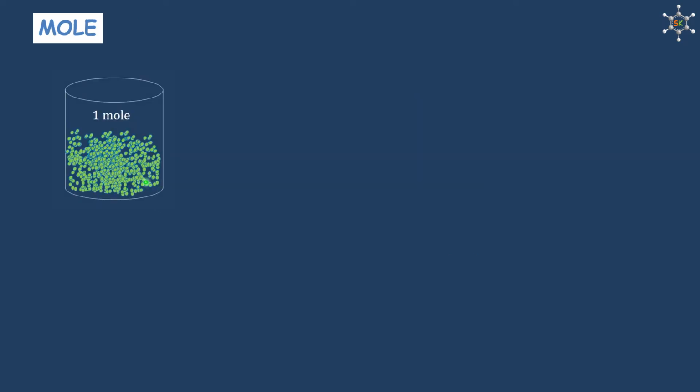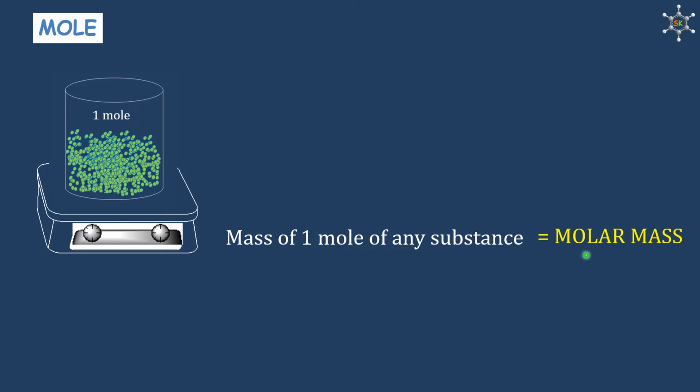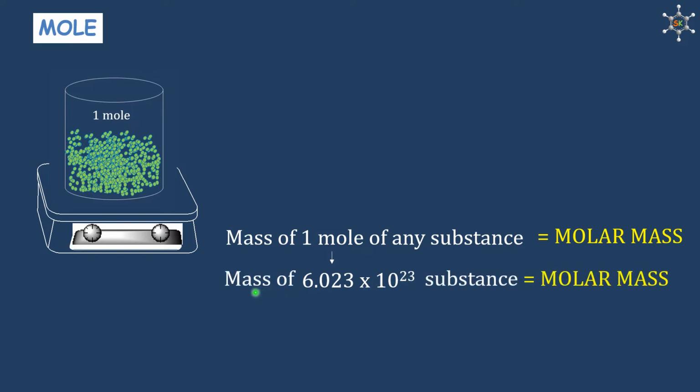Let us consider 1 mole of any substance and place it on a weighing scale. Whatever the number this weighing scale shows, that is nothing but the mass of 1 mole of that substance. Technically, this can be called molar mass. We know that 1 mole is nothing but 6.023 × 10^23. So, molar mass is nothing but the mass of 6.023 × 10^23 particles of the substance.